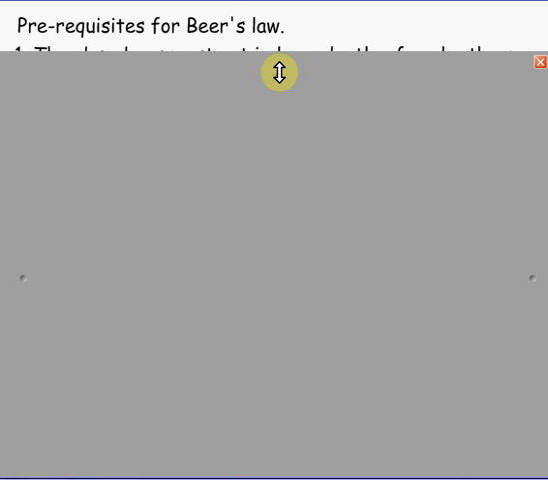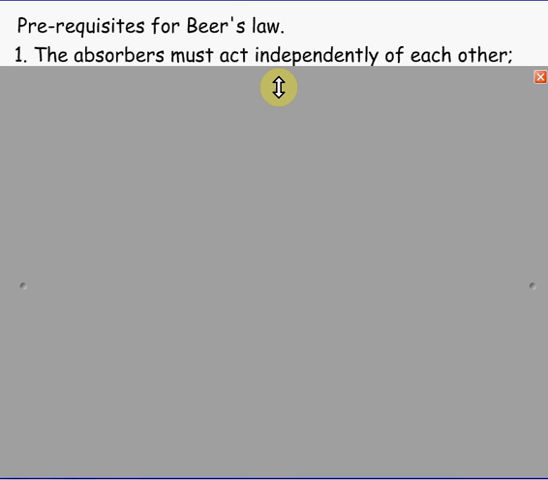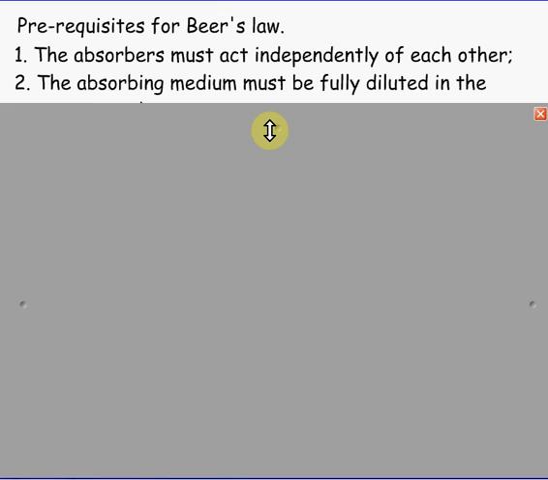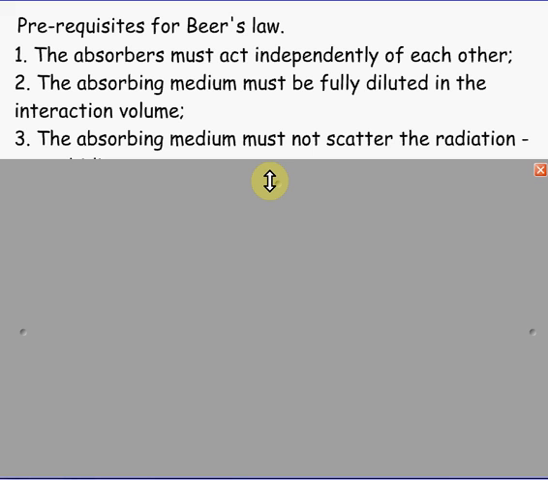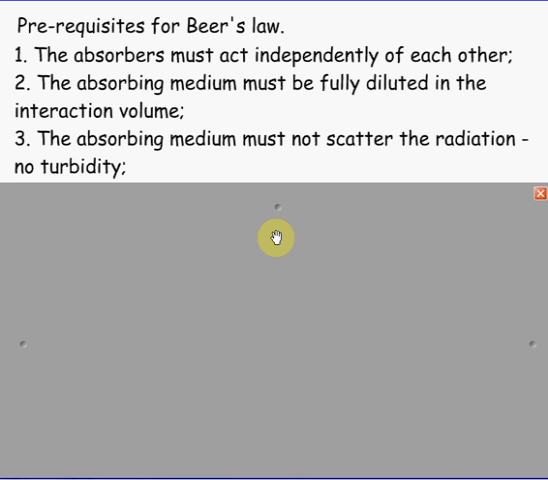A few concepts that you need to understand to keep your results consistent. The absorbers must act independently of each other. The absorbing medium must be fully diluted in the interactive volume. The absorbing medium must not scatter the radiation, so it should not have any turbidity. It should have been sitting for a while before you run the sample.